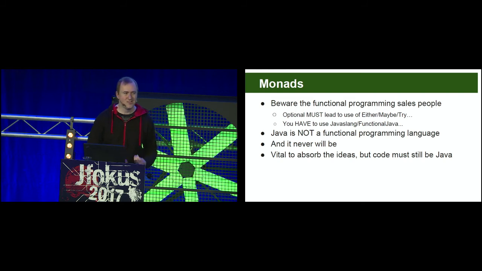Java is not a functional programming language. It was not created as a functional programming language. It's never going to be a functional programming language. That does not mean we cannot learn things from functional programming languages. It does not mean we should not apply some of those tips and tricks, particularly around immutability, to our Java code. But we should be writing Java, not some crazy functional version of Java that doesn't really exist.